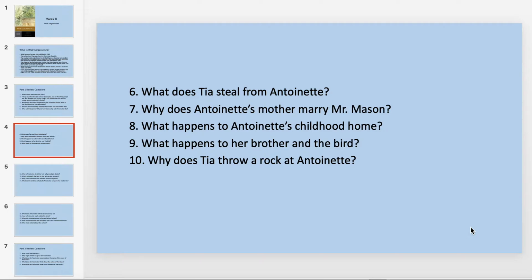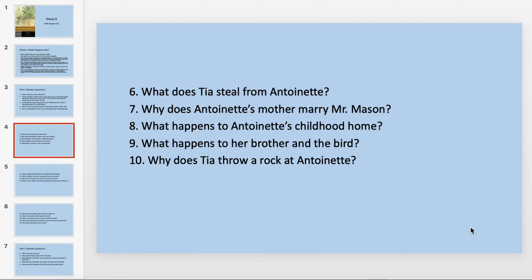What happens to Antoinette's childhood home? So a group of former slaves comes and burns down the house, and so the family has to flee. Number 9 here, what happens to her brother and the bird? So they are killed because of the fire. So the bird has had its wings clipped. It's not able to fly away. And her brother has smoke inhalation. If you weren't sure what's happening there, her brother has smoke inhalation, so he's not going to make it out of this catastrophe. So she loses both of them in this scene.